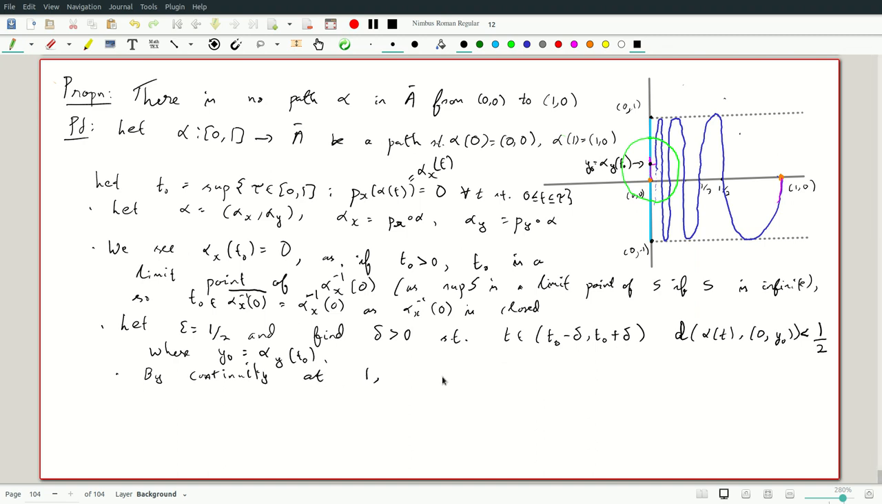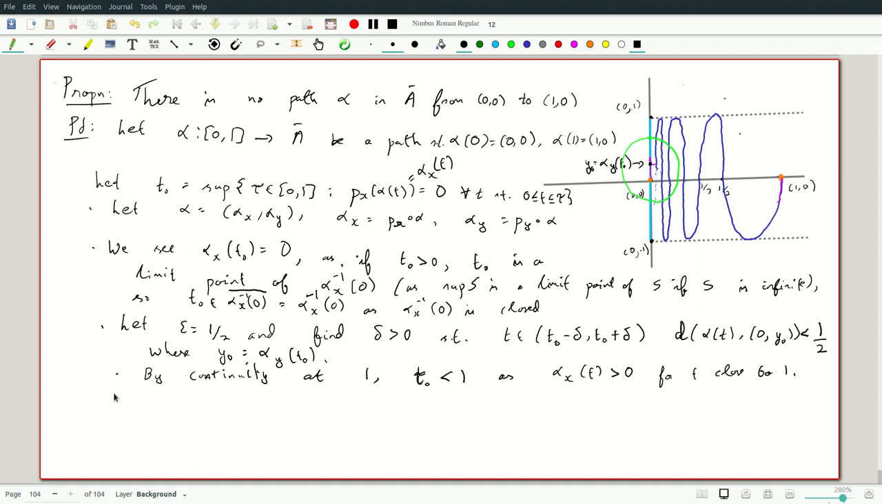t0, as I called it, is strictly less than 1, because at 1 you are at (1, 0), and close enough to 1 you are also positive. So you cannot lie inside this set. Alpha x of t is greater than 0 for t close to 1. So that means there is some point, strictly before 1, where we leave.